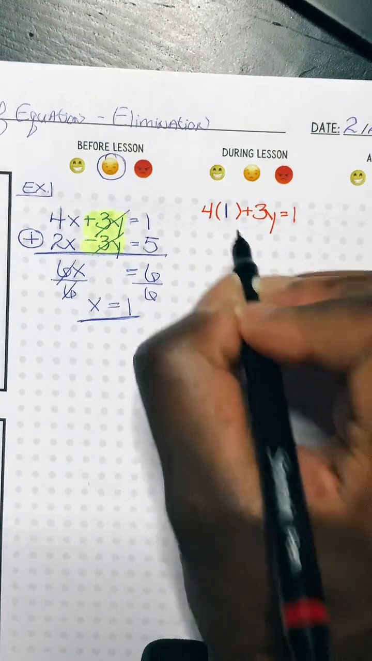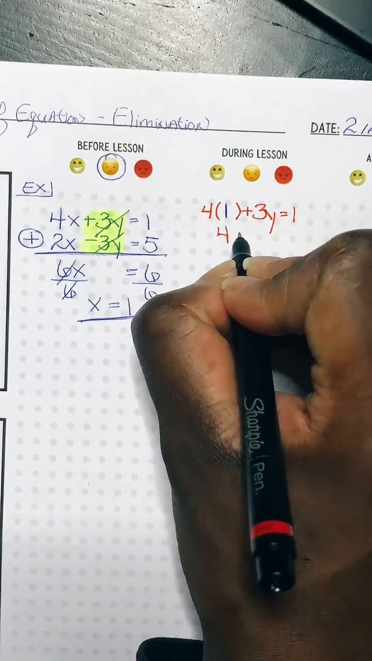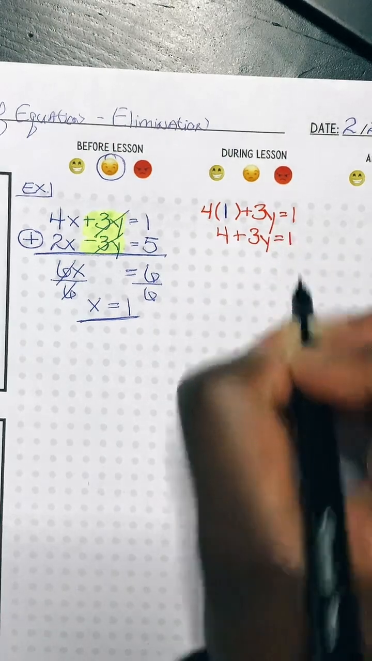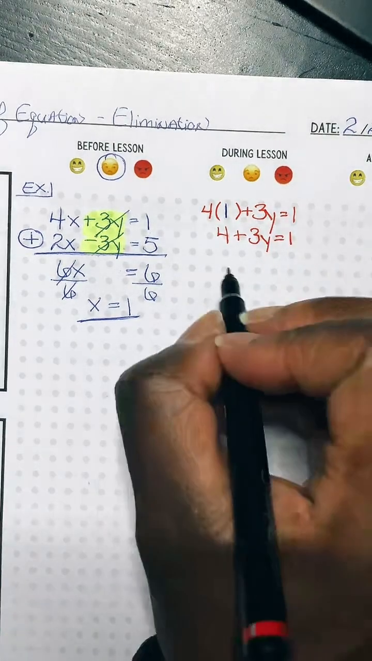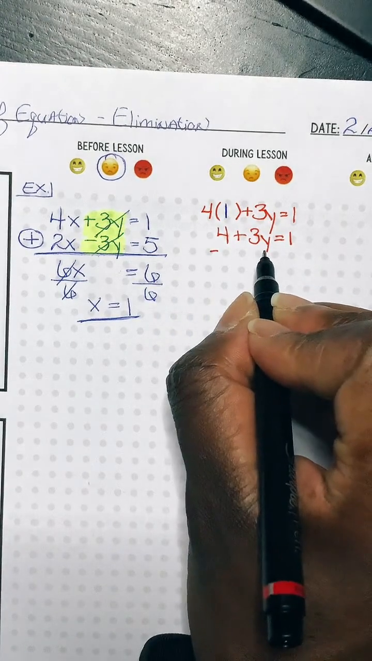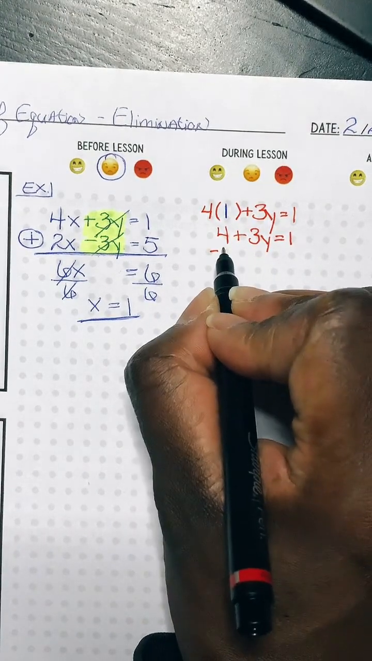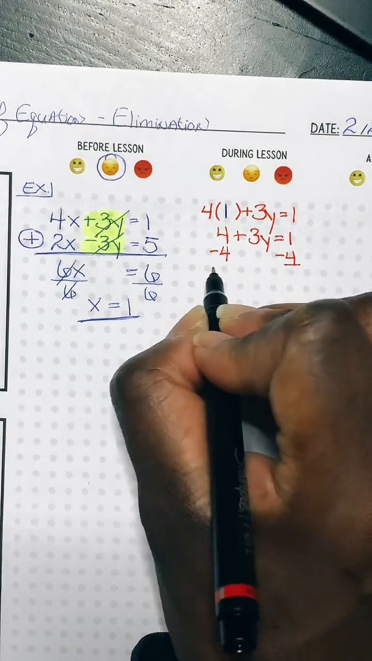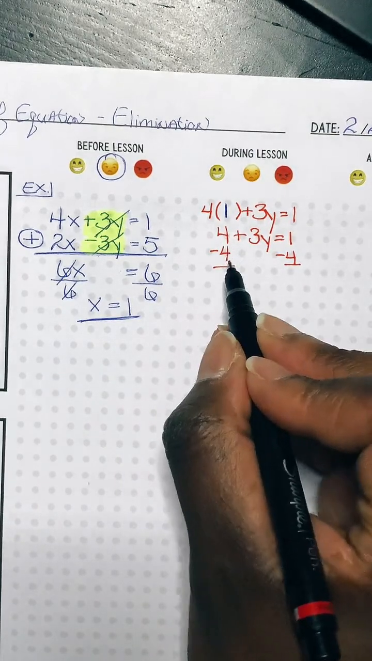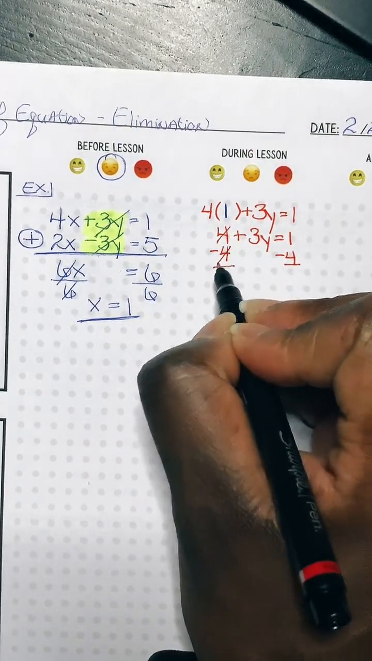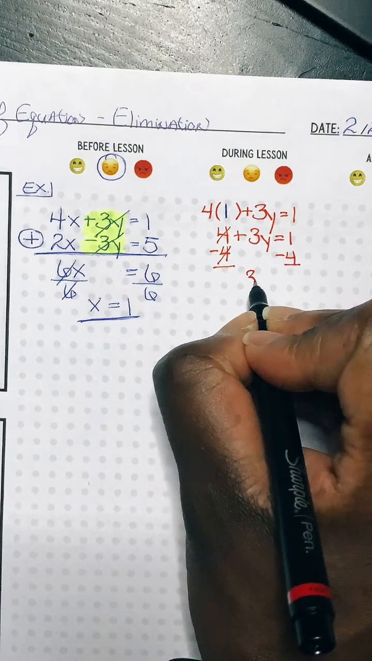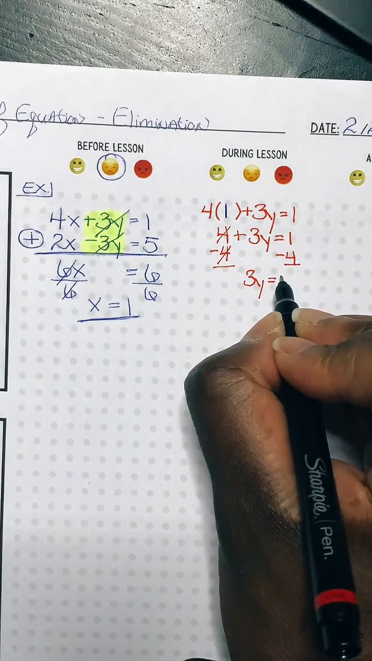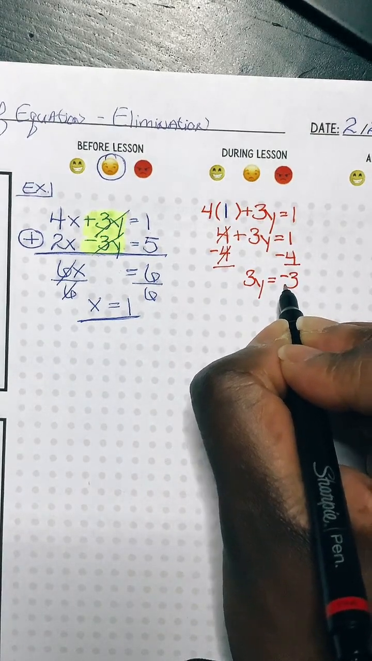So 4 times 1 gives me 4, plus 3y is equal to 1. So now I want to solve for y. So I'm going to subtract 4 on both sides. Positive 4 minus 4 cancels out. So it gives me 3y is equal to negative 3.